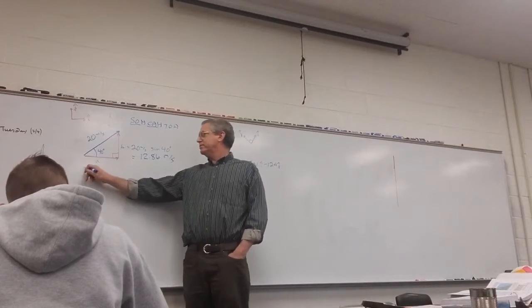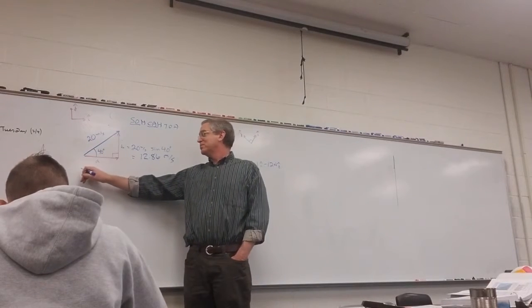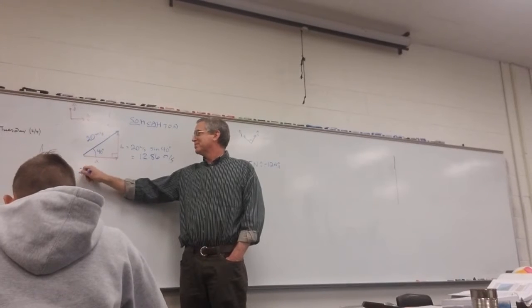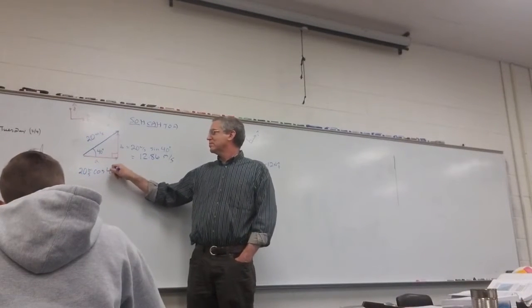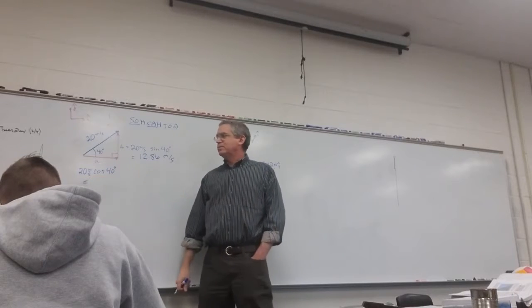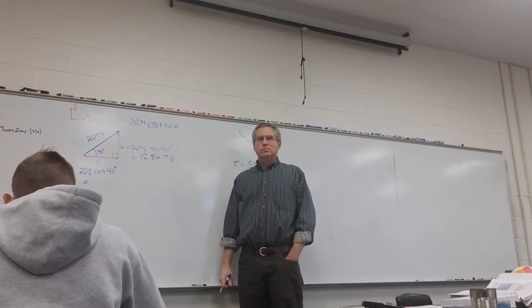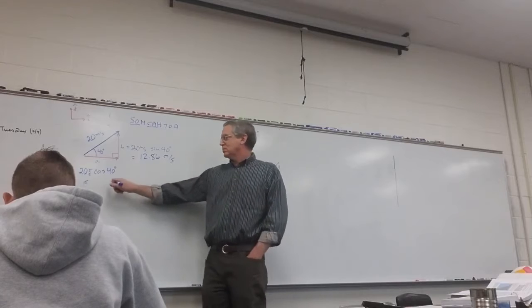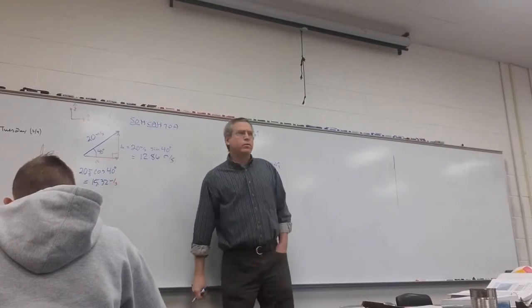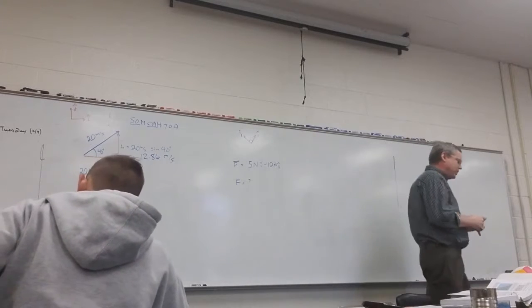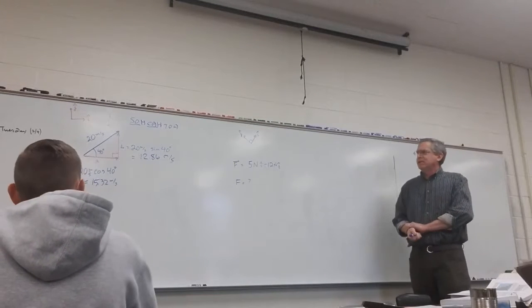And down here, you were saying, Joseph? Yeah, it would be 20 meters per second times the cosine of 40 degrees. .32 meters per second. All right, so there's some quick checks that you can do just to see if it makes sense.